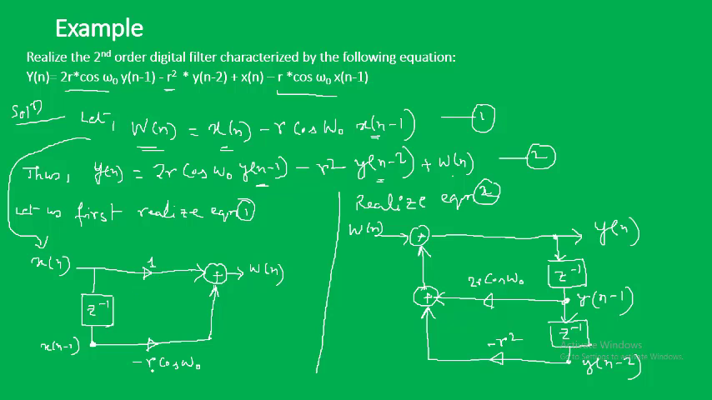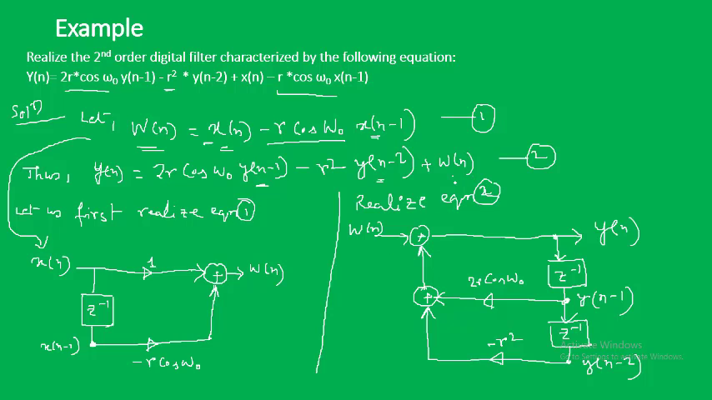So what are the weights associated with this? X of n is having weight 1, so we are writing 1. Even if we do not write this thing, by default it will mean it is 1. And here we have this as the weight minus r cos omega naught. So minus r cos omega naught, this is the weight only.